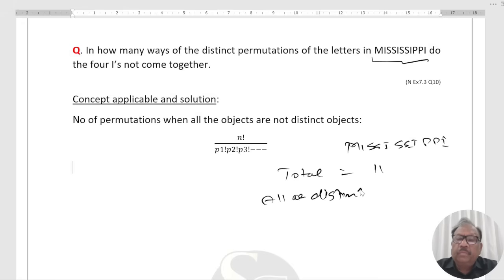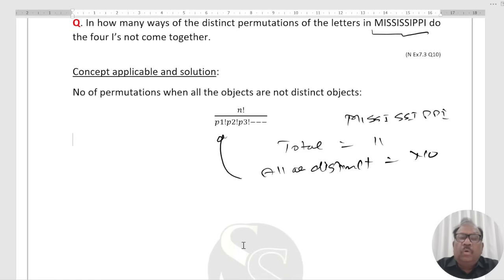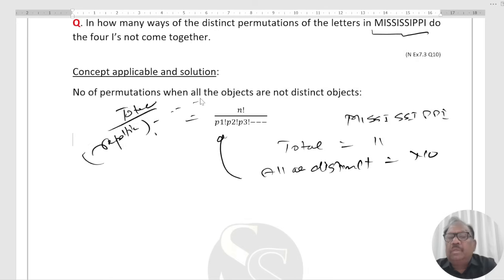No. Then this formula will be applicable: total divided by the repetition. Repetition 1, repetition 2, repetition 3, like this. So all are not distinct.